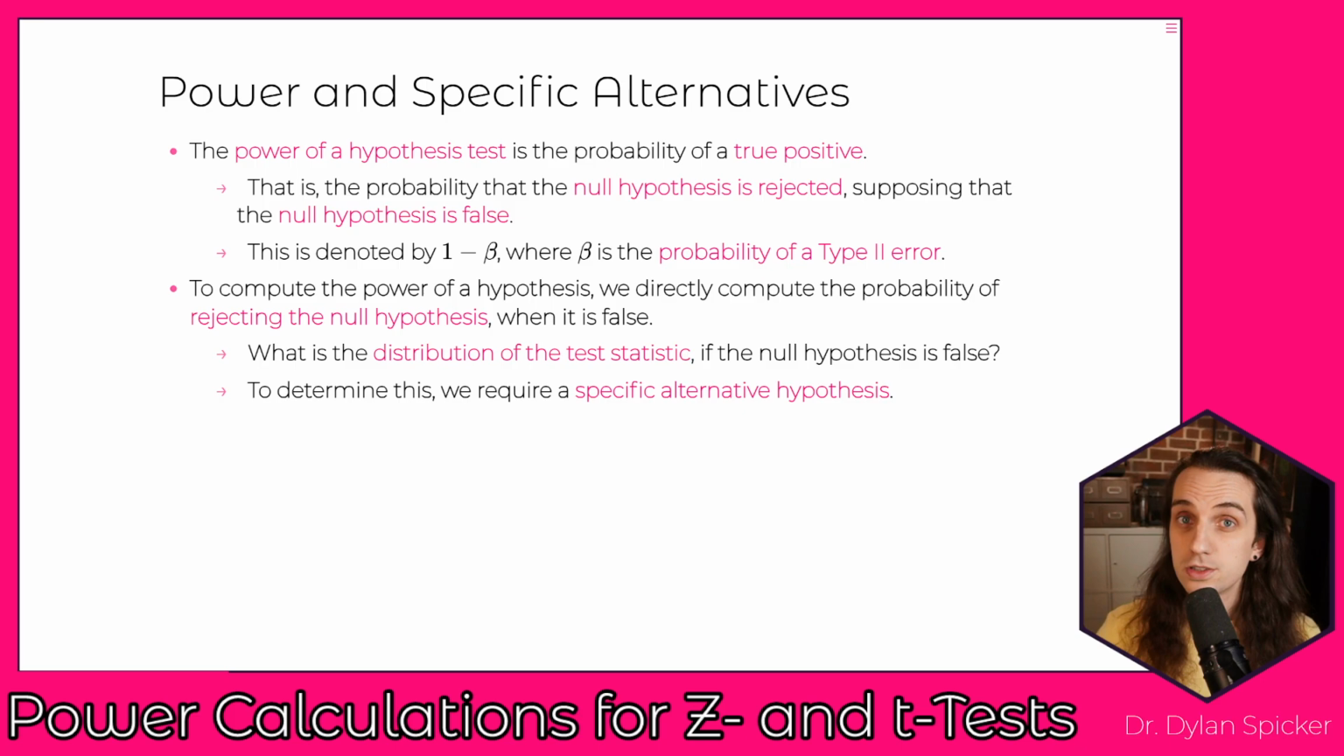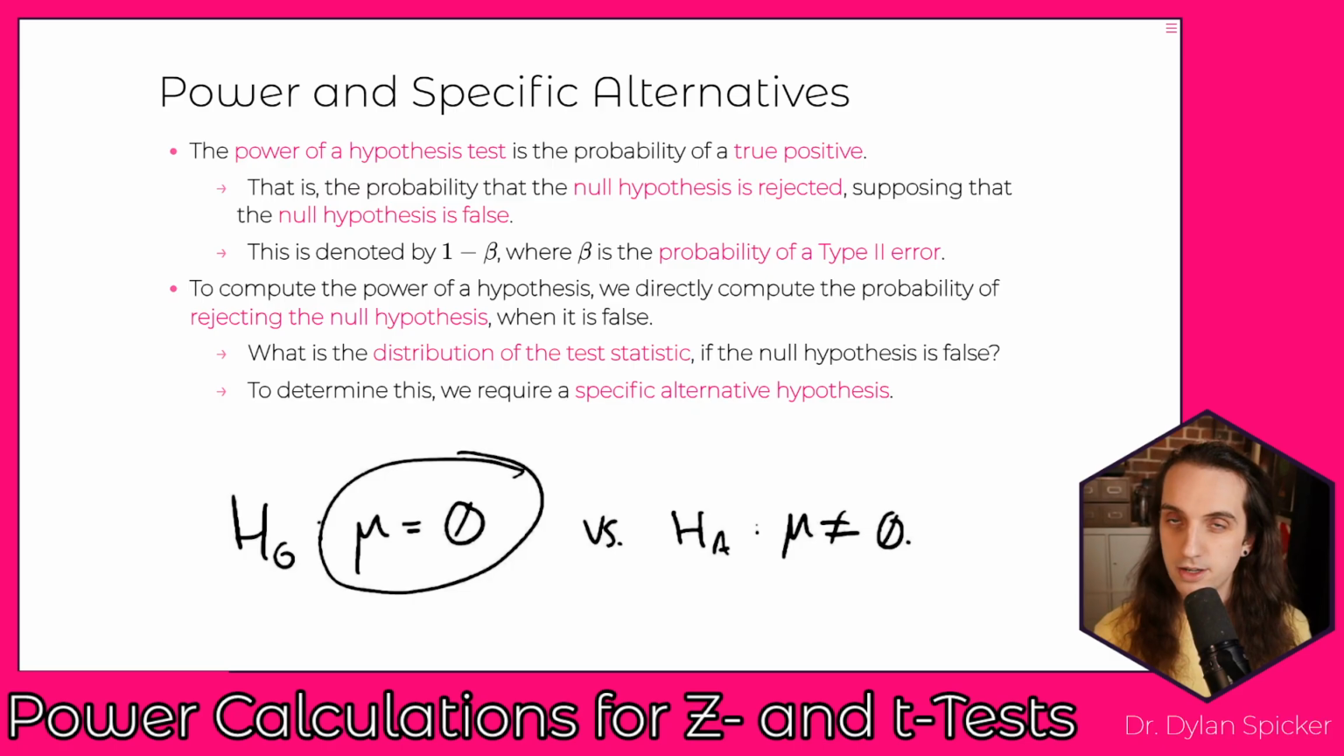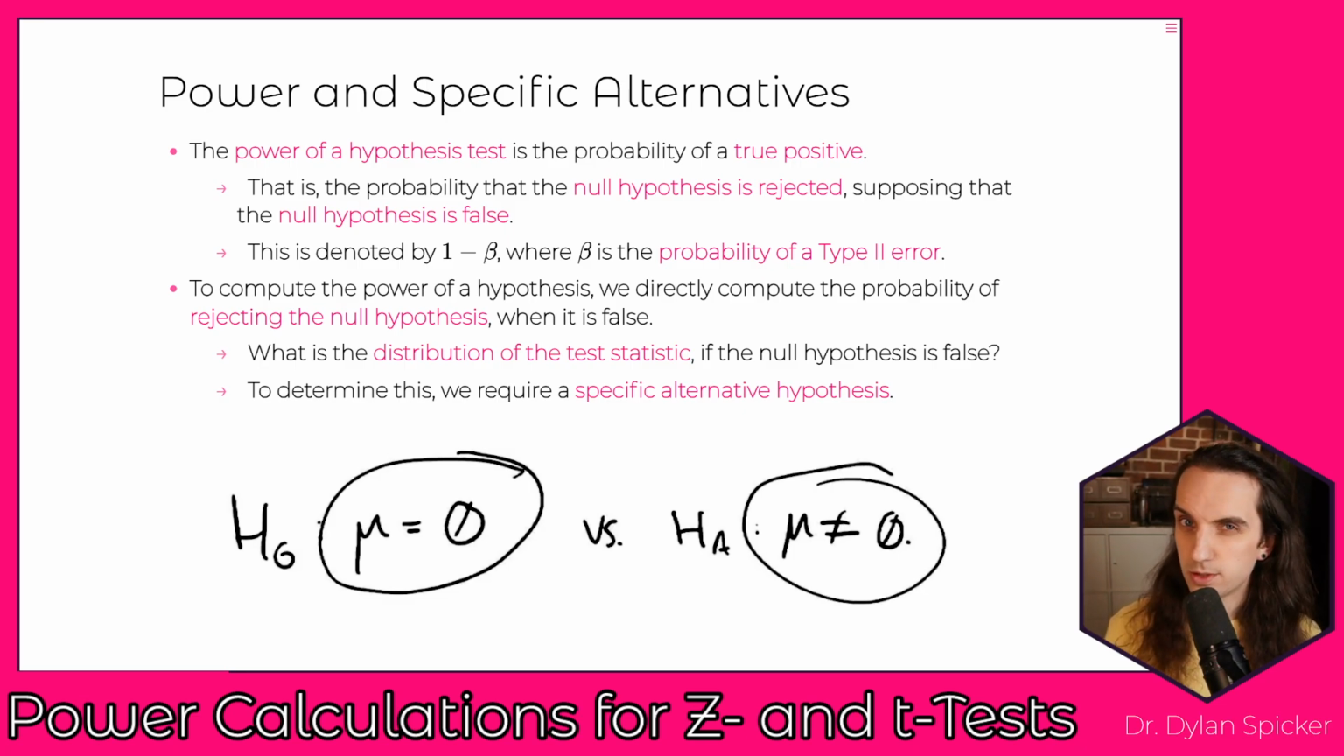Okay. In order to determine this, however, we need a specific alternative hypothesis. Because if you imagine a standard null hypothesis, we might write that our null hypothesis is something like, say, the mean is equal to 0 versus the alternative that the mean is not equal to 0. When we need the null distribution, what we do is we say, okay, we'll take the value of mu equals 0, and then we can work out the distribution from there. But how do we take the value of mu not equal to 0? What value should we take as the value for mu?